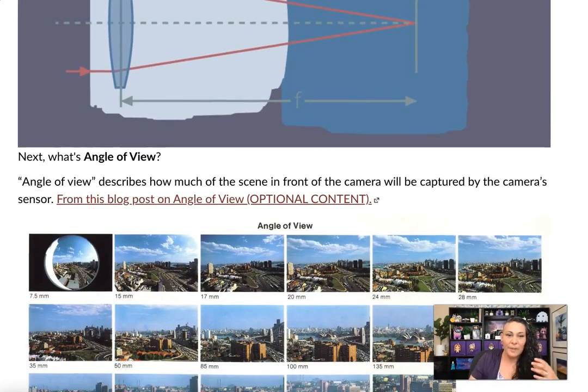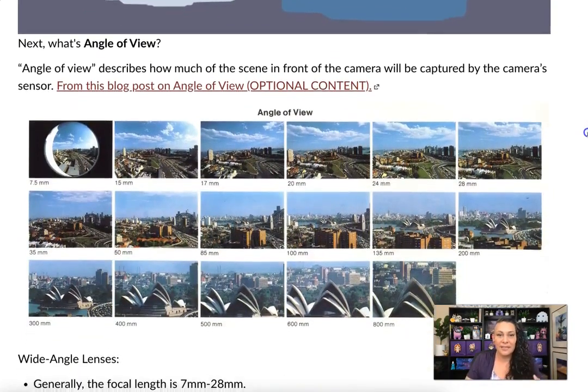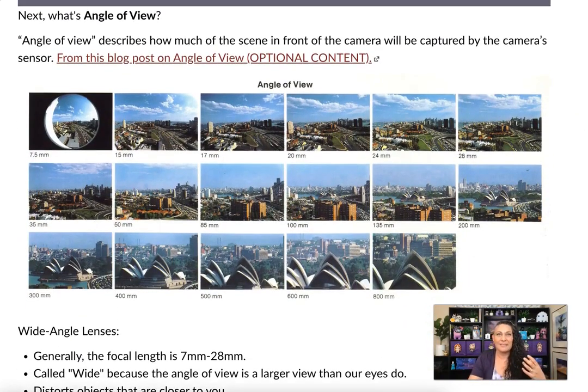Okay, so next we need to talk about angle of view. Now the angle of view is the angle of your view. When we're talking about wide angle lenses, our angle of view is really wide. We're seeing way out here. When we're talking about normal lenses, our angle of view is where our eyes would naturally see, so around here. And if you're talking about a narrow angle of view, you're talking about telephoto lenses.